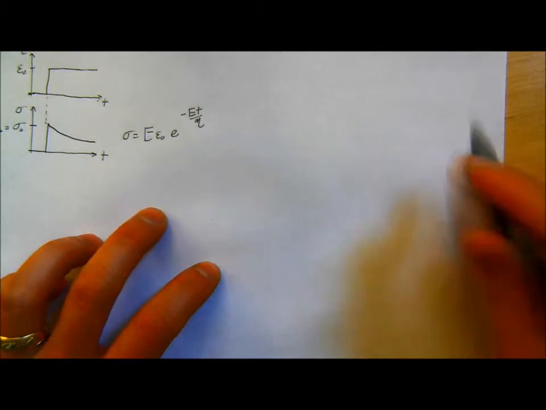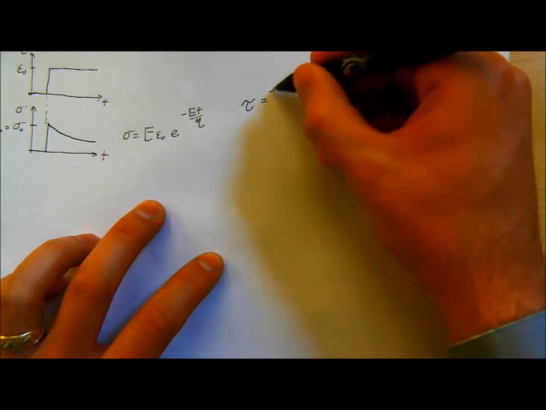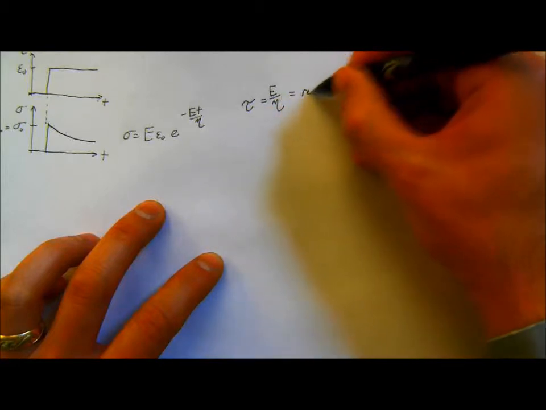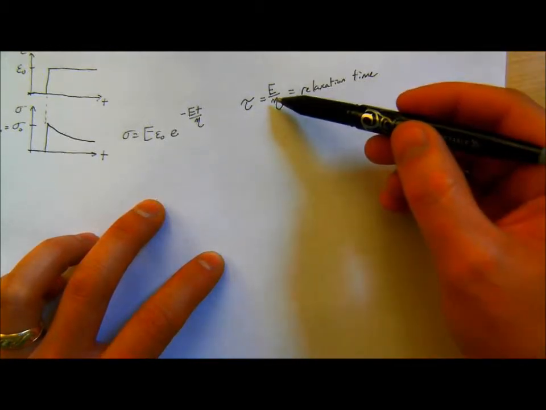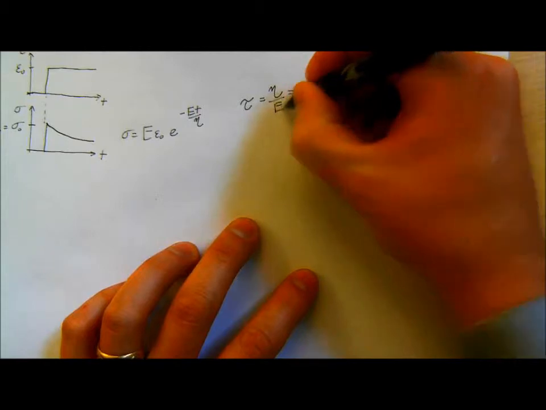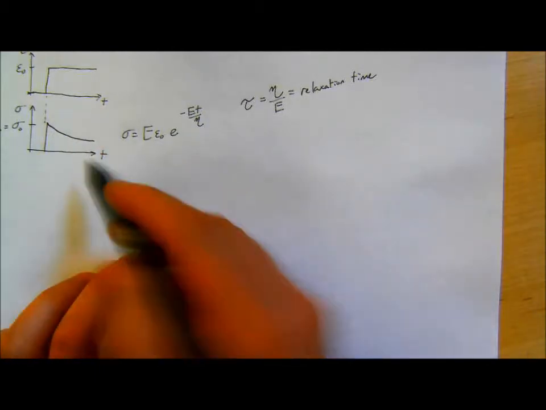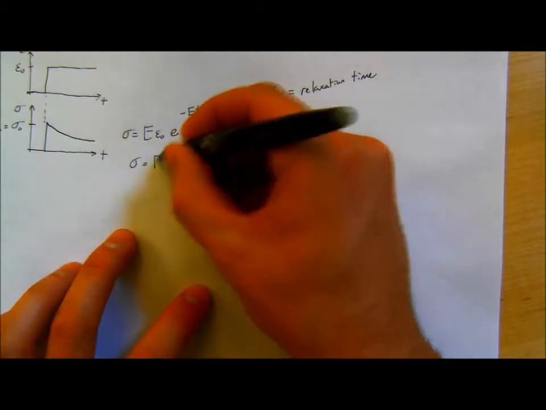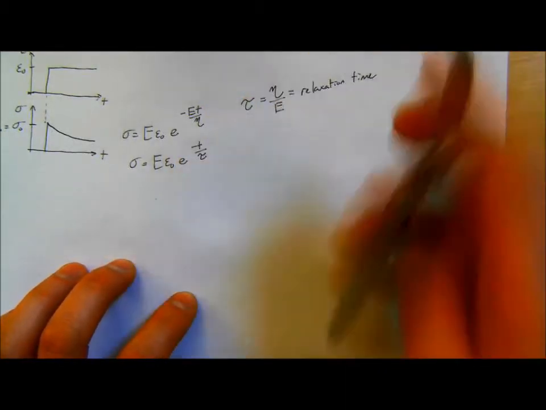Okay. So this now, I can define a constant tau equal to eta over E, which is my relaxation time. So this is units of time. Eta over E is my relaxation time. And so this is basically the half-life of my stress, how long it takes me to decay. So I can rewrite this as sigma equals E epsilon naught E to the minus T over tau. So now my tau is that relaxation time for my material.